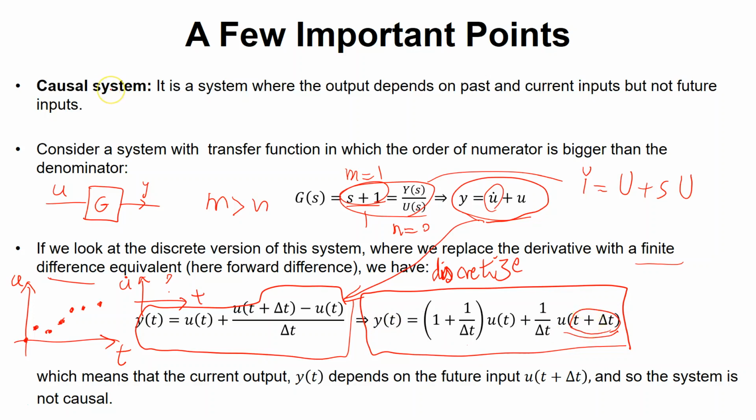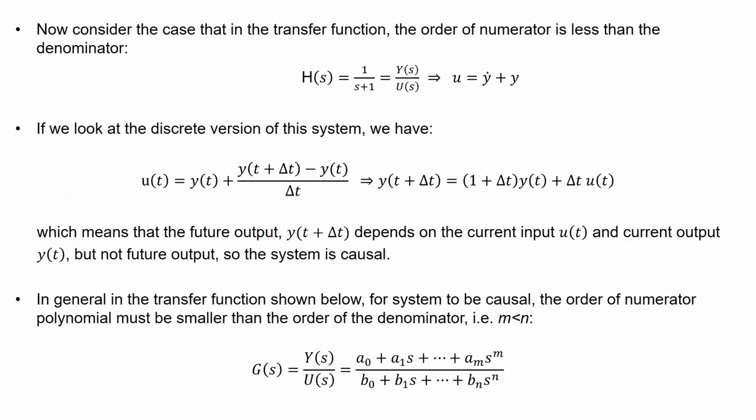But I said a system is causal when the output does not depend on the future input, but this one does. So what can I say about this transfer function? Yes, I can say this transfer function is not causal. And what was specific about this transfer function? Yes, the order of the numerator polynomial was bigger than the denominator, okay? Now, on the other hand, if I use another transfer function where the order of the numerator is 0 and the denominator is 1, n is bigger than m, as we always say.